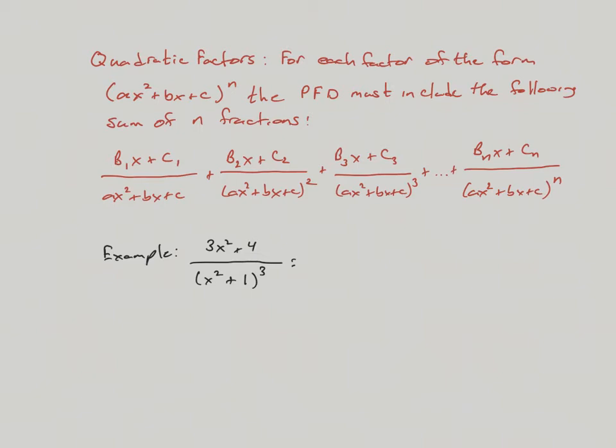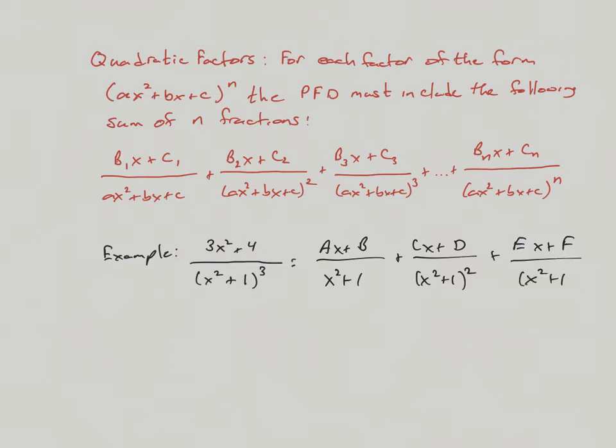I could go through and I would say that's going to be (ax + b)/(x² + 1) plus (cx + d)/(x² + 1)², and then plus (ex + f)/(x² + 1)³. And again, we would go through a process to identify all 6 of these constants, which would then allow me to do the integration I need to do for that particular problem.